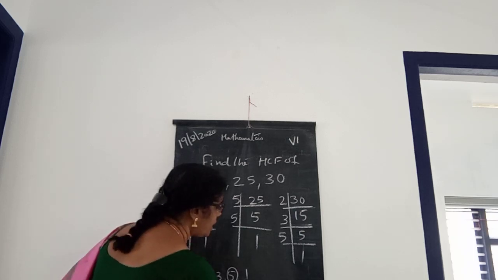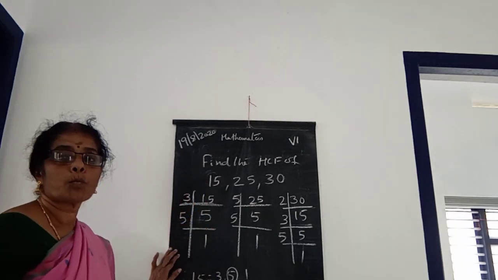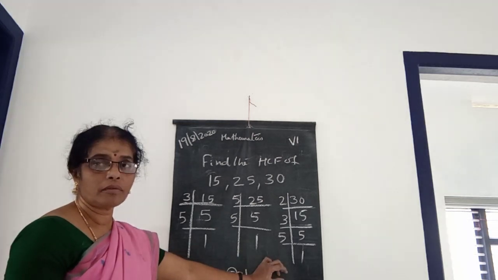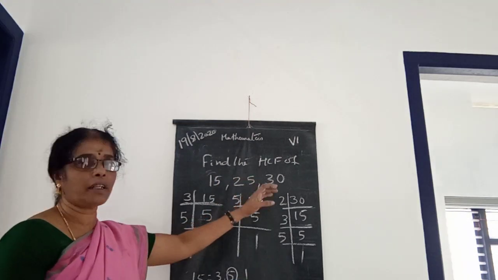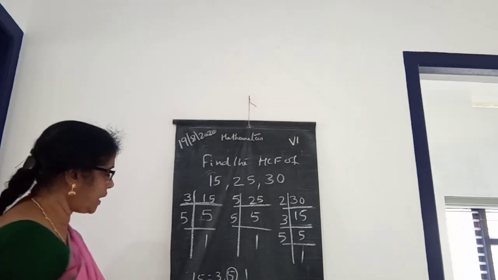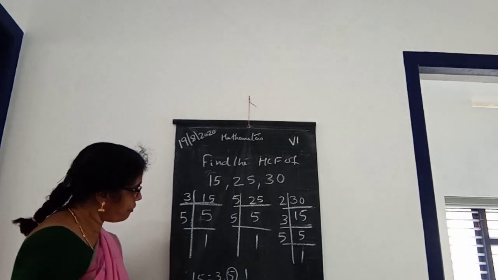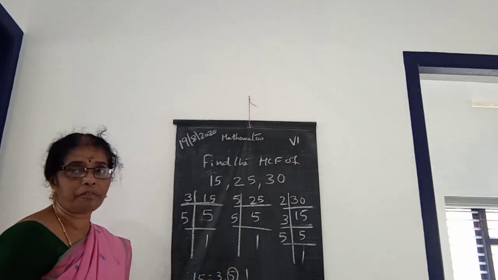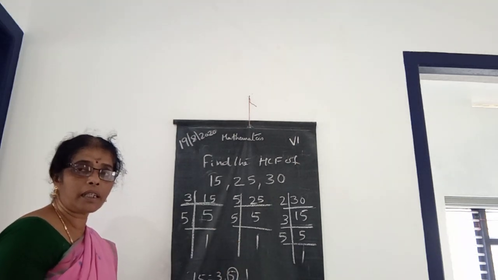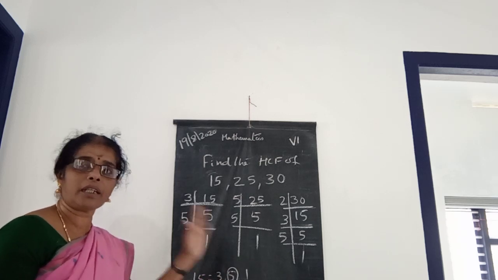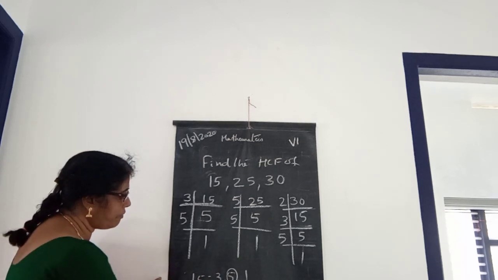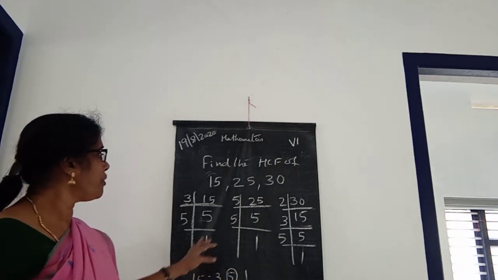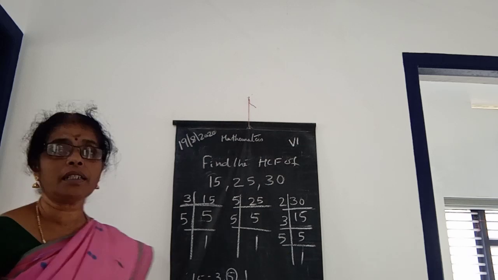Okay. Then what is the HCF of 15, 25, 30? That is 5. You may have a doubt that there is one more 5 here, but in 15 there is only one 5, and in 30 also one 5. If there were two 5s in all three numbers, then we could take one more 5. But here only two 5s, and here and here only one 5. So the HCF of 15, 25, 30 is 5.